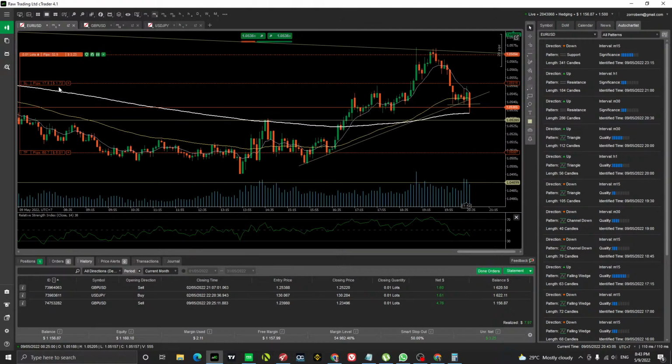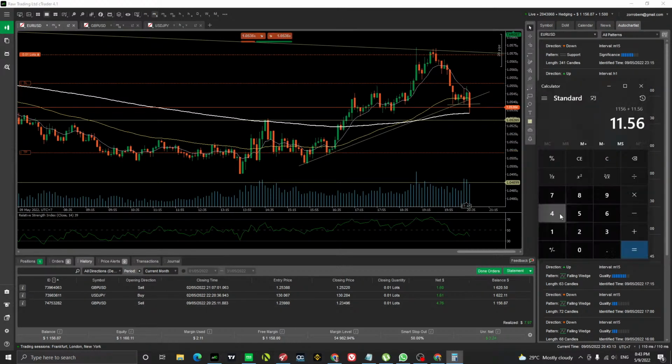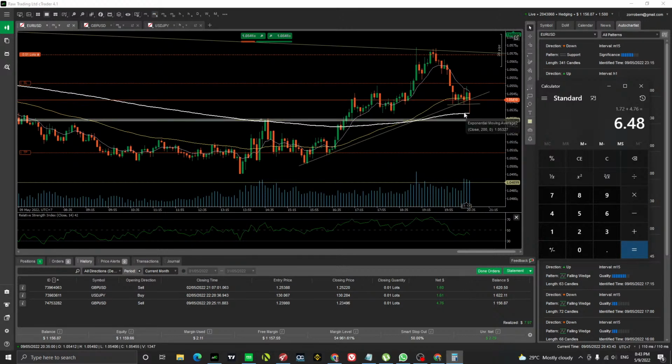which is just $1. So 1.72 plus 476. So that's $6, still less than 1%, right? Okay, so you can see now how powerful a moving average is.